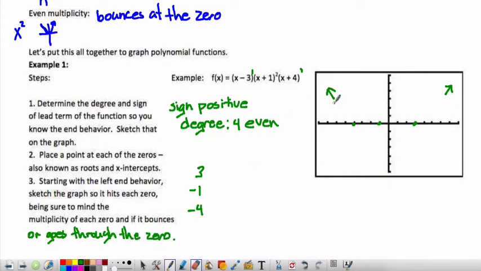Okay, so I'm starting from the left. Actually, let's just make a little list here. 3 has a multiplicity of 1, so that means it's going to go through. -1 has a multiplicity of 2, even, it's going to bounce. And -4, odd, go through.